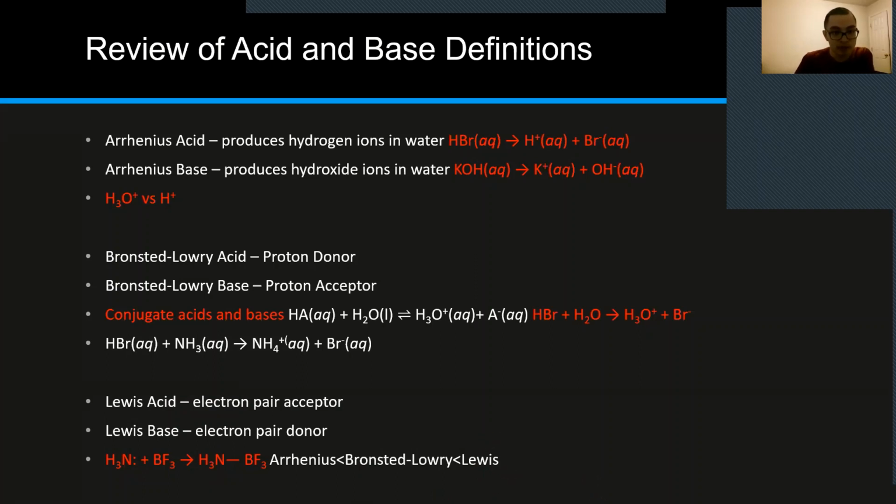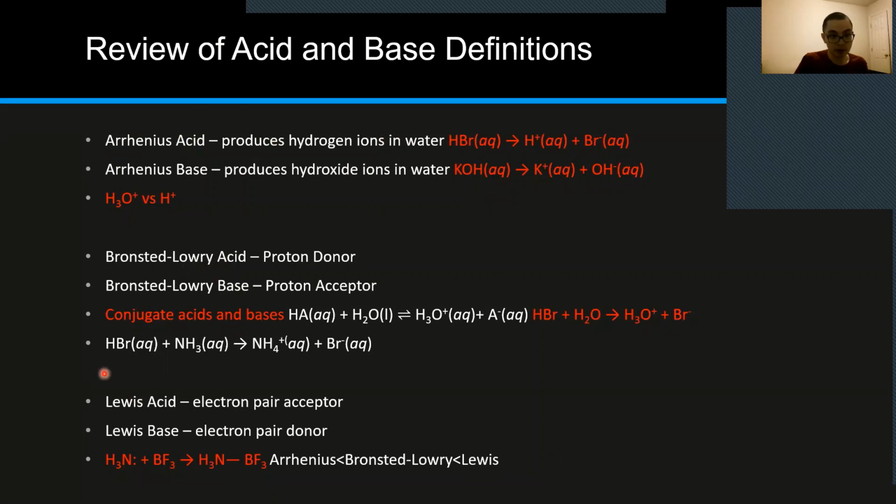All right, so Lewis acid is the most broad definition of acids, likewise for Lewis base. So all Lewis acids and bases are Bronsted-Lowry acids and bases and Arrhenius acids and bases. All Bronsted-Lowry acids and bases are also Arrhenius acids and bases, but the reverse is not always true.